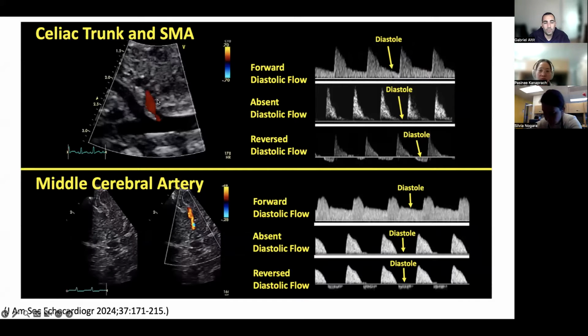So here showing you the celiac artery and the SMA. This is from the TNE guidelines. And then here they're showing the middle cerebral artery, but they take their view from the approach that is on the side of the head to obtain the images, which we don't do locally at our lab because the images sometimes are more difficult to obtain. And with the fontanelle, it tends to be very clear. But you can use this technique too.